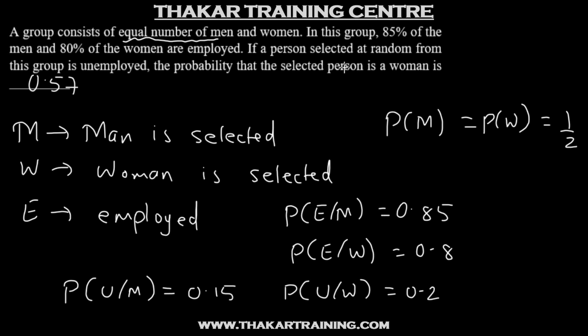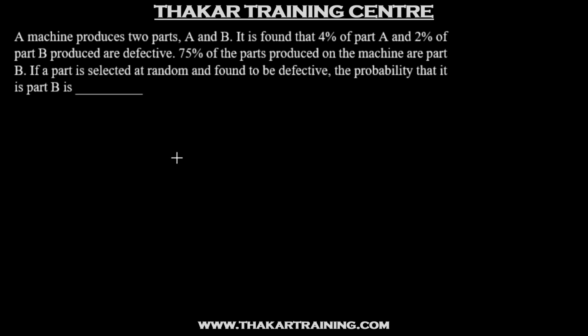A machine produces two parts A and B. It is found that 4% of part A and 2% of part B produced are defective. 75% of the parts produced on the machine are part B. If a part is selected at random and found to be defective, the probability that it is part B is.